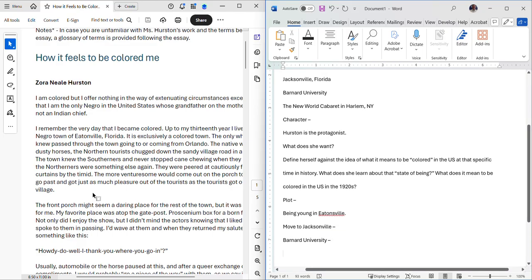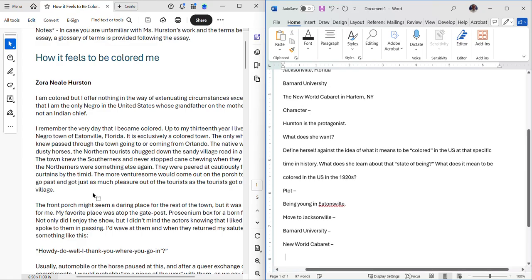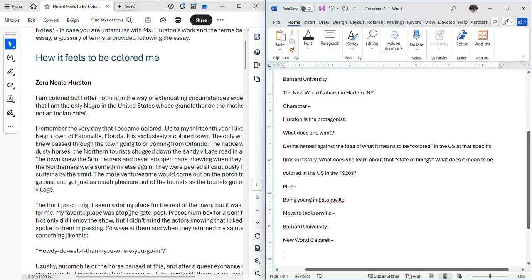She goes to Barnard University, where she suddenly does feel very different from those around her. And then she talks about the New World Cabaret, right? And her white friend who's sitting at the table, and how that makes her feel more black, right? The juxtaposition between her and her friend increases her blackness, right? So, what we want to think about is how she actually uses each of these settings as a place for an event, a beat in the plot that reveals the conflict and reveals the implied theme, right?